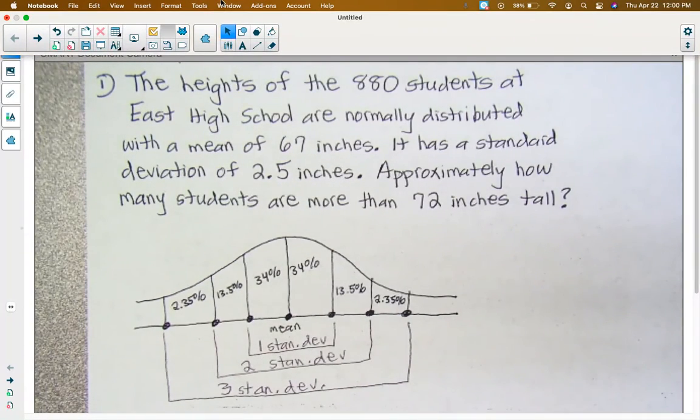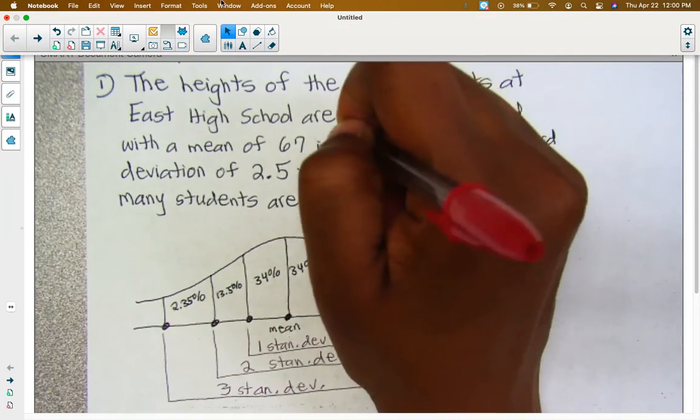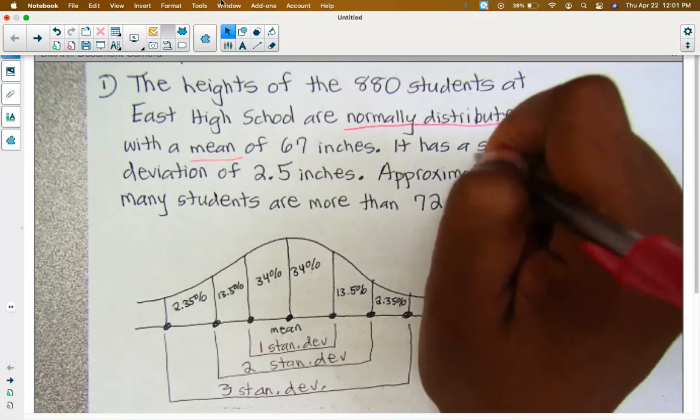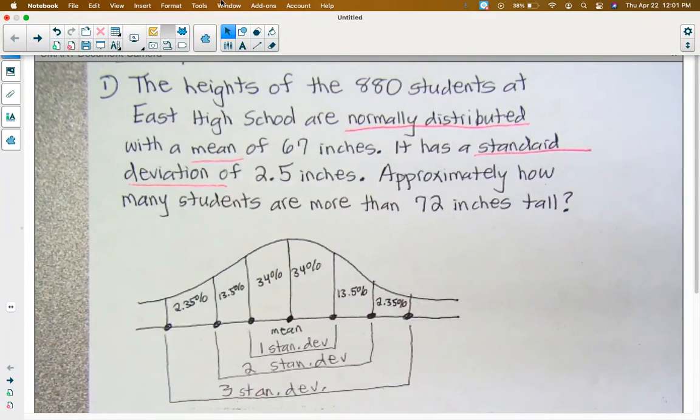All right, so let's see what all this means in the context of my problem here. A few words let you know when to use the bell curve normal distribution: if it says something about the mean, or something about standard deviation. Those are keywords that tell you that you need this bell curve and these percentages. So the first thing we want to do is put our mean in the center of our data.